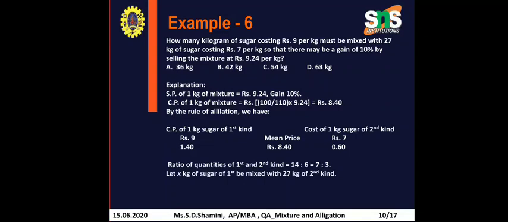So the ratio is 1.4:0.6, which gives you 14:6, which is equal to 7:3. Let x kg of sugar be mixed with 27 kgs of the second kind. So 7:3 equals x is to 27. So x is equal to, if you solve this, you will get 63 kgs. So the correct answer is option D, 63 kgs.